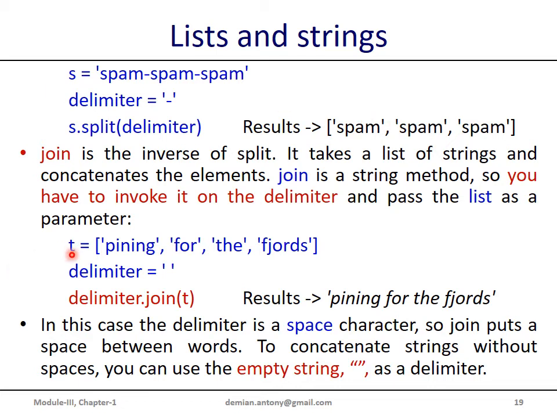So we'll take up the example. We have a list now. t is a list having 4 words, 1, 2, 3, 4, and I want to create a sentence having these 4 words and a space in between. So I need to define a delimiter as a space. Then I call the function join on this delimiter space: delimiter dot join of the list variable containing the list of words to be concatenated. And the result of this, you can always assign it to a string, s is equal to delimiter dot join of t, returns the string having all these 4 string elements.